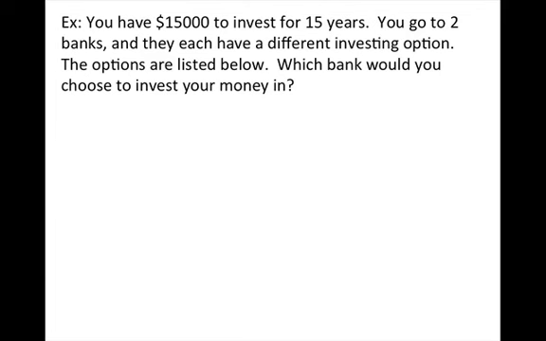So let's go back to the original problem. Which bank would we choose to invest our money in? Well, look back at your paper. If you invested in Bank A, you would end up with $41,385.47. In Bank B, you would have ended up with $41,593.97. So we end up with more money in Bank B. So the best option for the investing is Bank B.